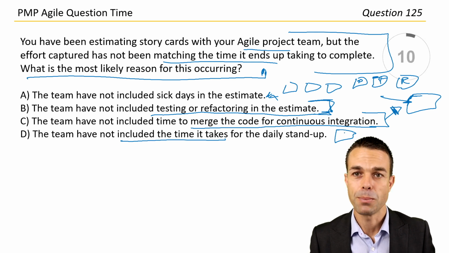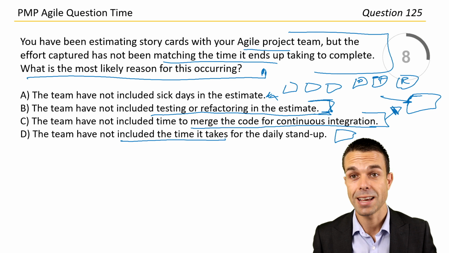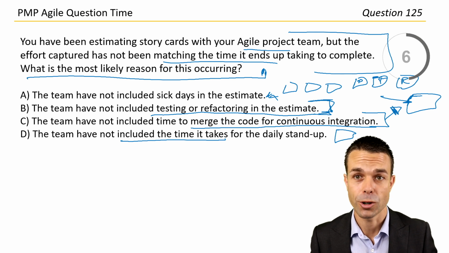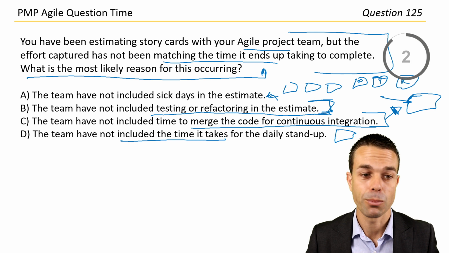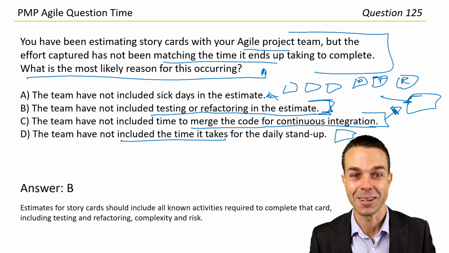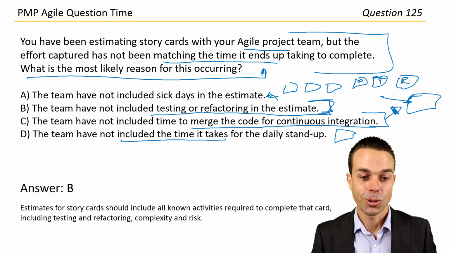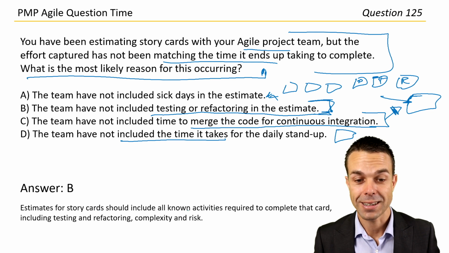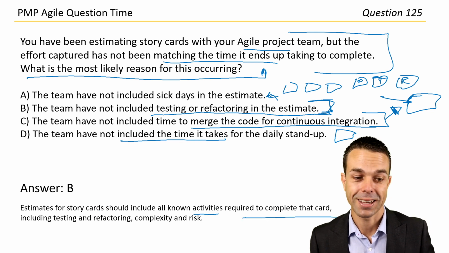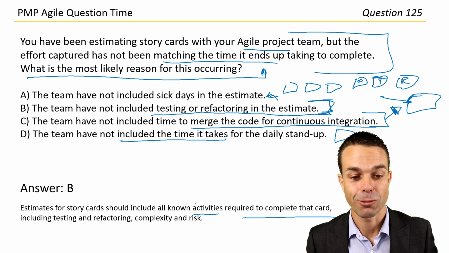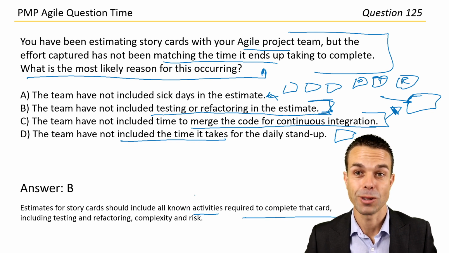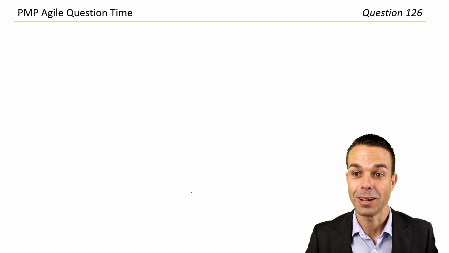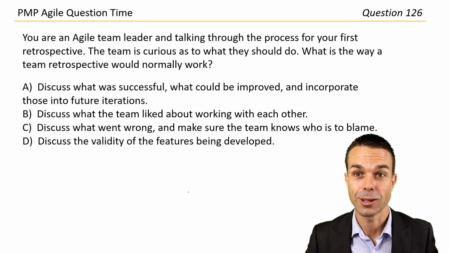So I think probably the best answer here is including testing, which is 100% correct, really is a must. But refactoring as well is very important. So let's go with answer B, and there it is. Estimates for story cards should include all known activities required to complete that card, including testing and including refactoring, and the complexity and risk involved as well. So that's really important. Great work, guys. All right, two to go. You've done a really good job.